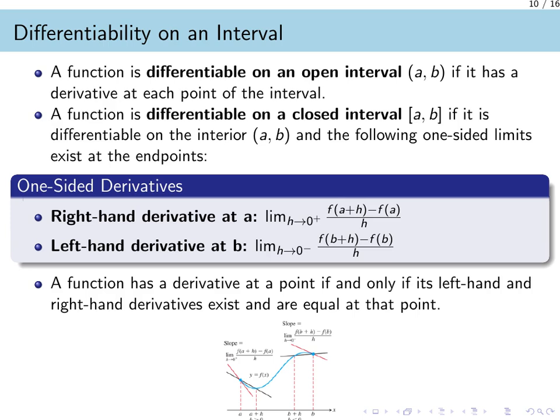Similarly, at the endpoint b, we can only approach from the left, giving us the left-hand derivative, where h approaches 0 from the negative side. So, for a function to be differentiable on a closed interval, it must be smooth everywhere inside and have well-defined, finite slopes at its very ends.